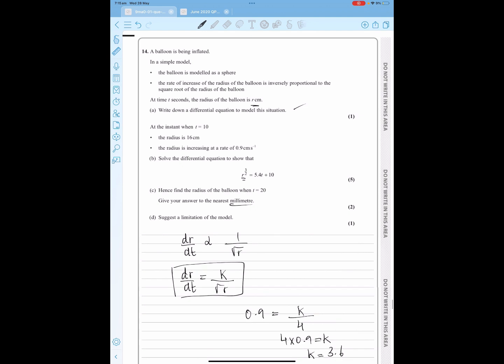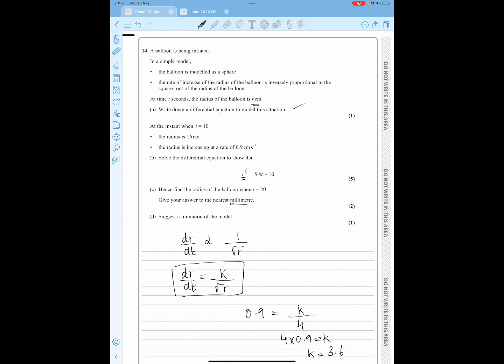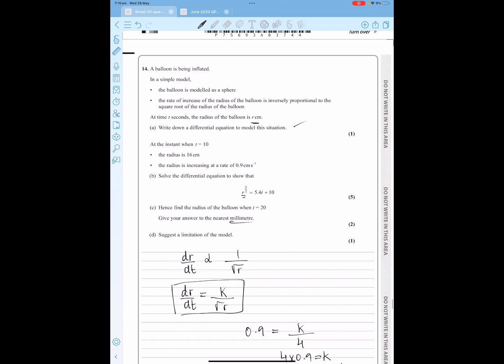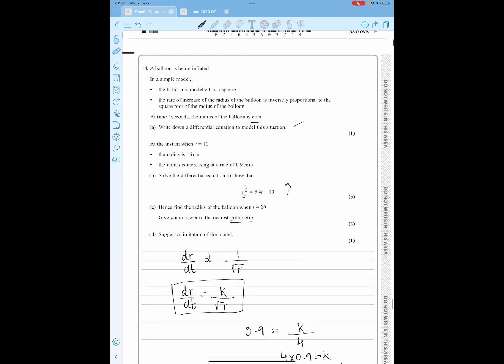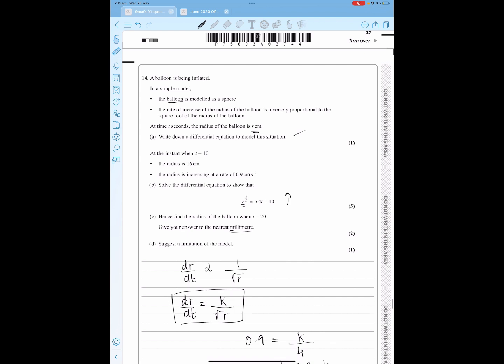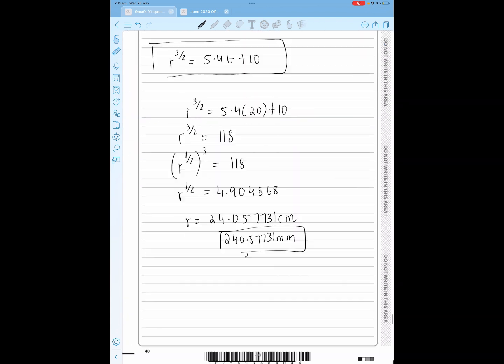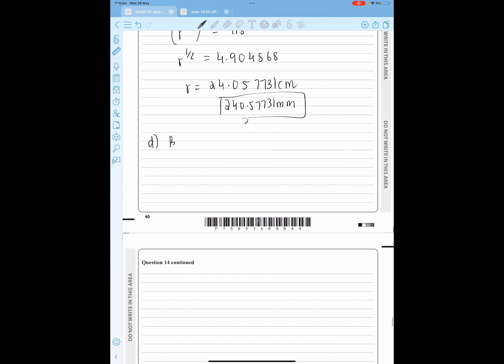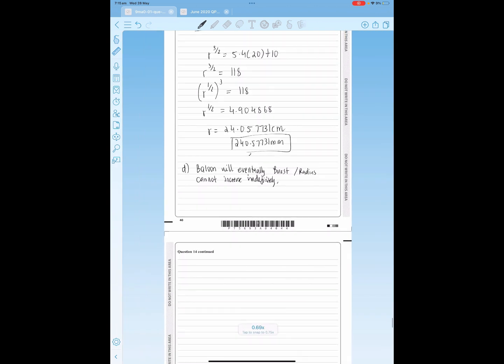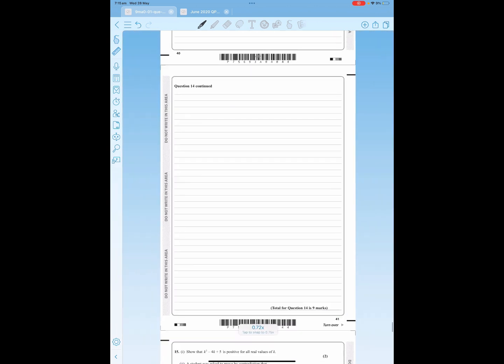Okay. Part D, suggest a limitation of the model. So obviously the model is predicting that the radius will increase indefinitely, and it's a balloon. So obviously that won't hold because a balloon will eventually burst. So you can just write that balloon will eventually burst, or radius cannot increase indefinitely. Yeah, whatever that word is. Okay.